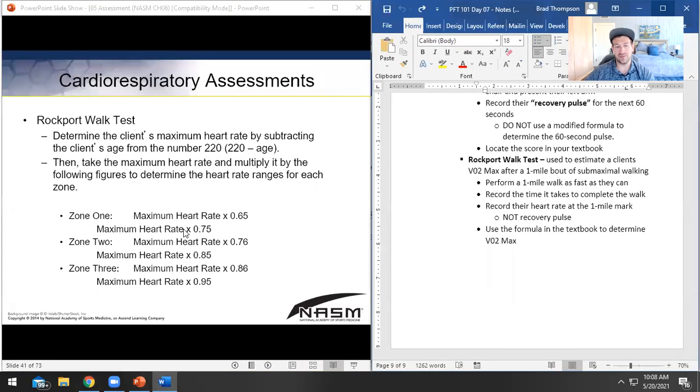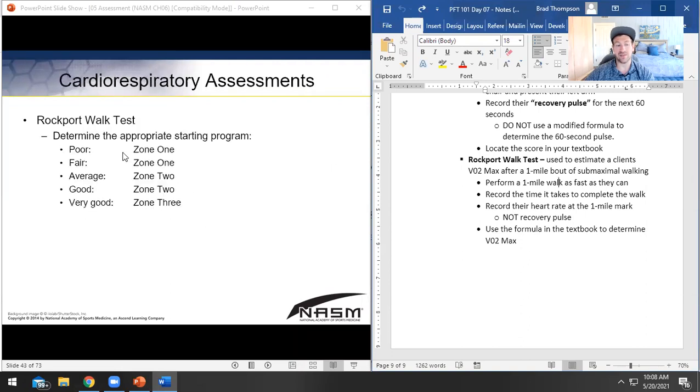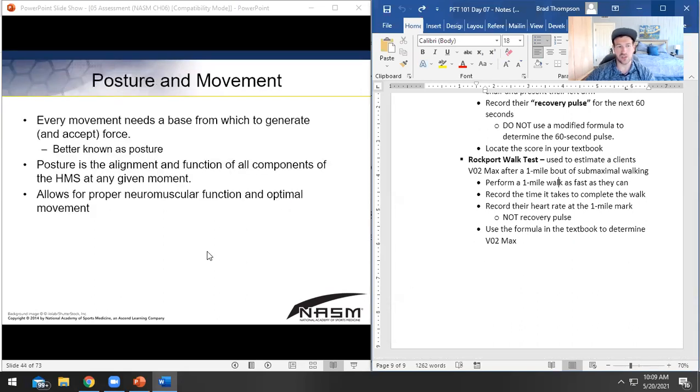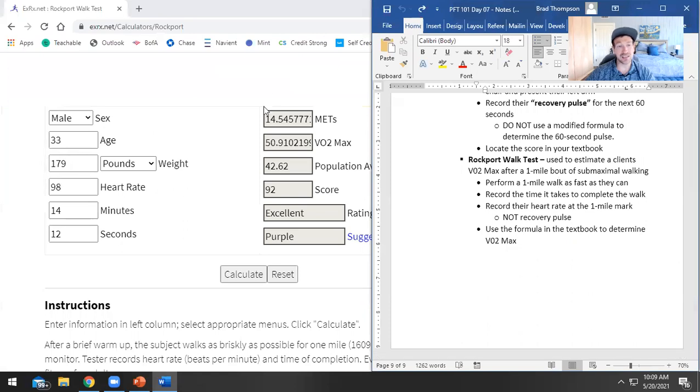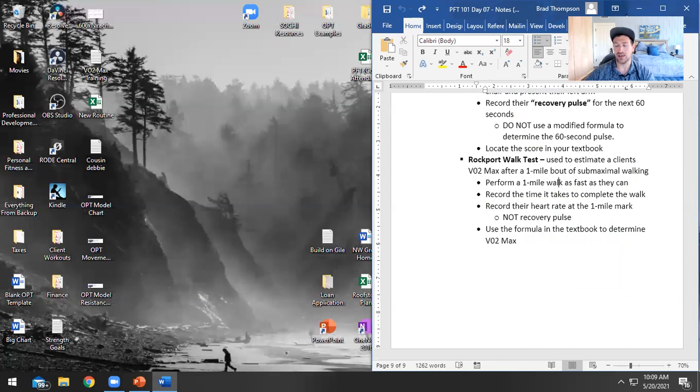So again, you're going to take a look at your client's score. And then when you look at that, if they scored poorly, you're only going to give them a zone 1 workout. If they scored fair, you're going to give them a zone 1 workout. Average, zone 2, good, zone 2. Or if they're very good or excellent, you're going to pop them into zone 3. So again, that's 65 to 75%, 76 to 85%, or 86 to 95. So that is our cardio stuff. And we're going to get a chance to practice that next week on Thursday.